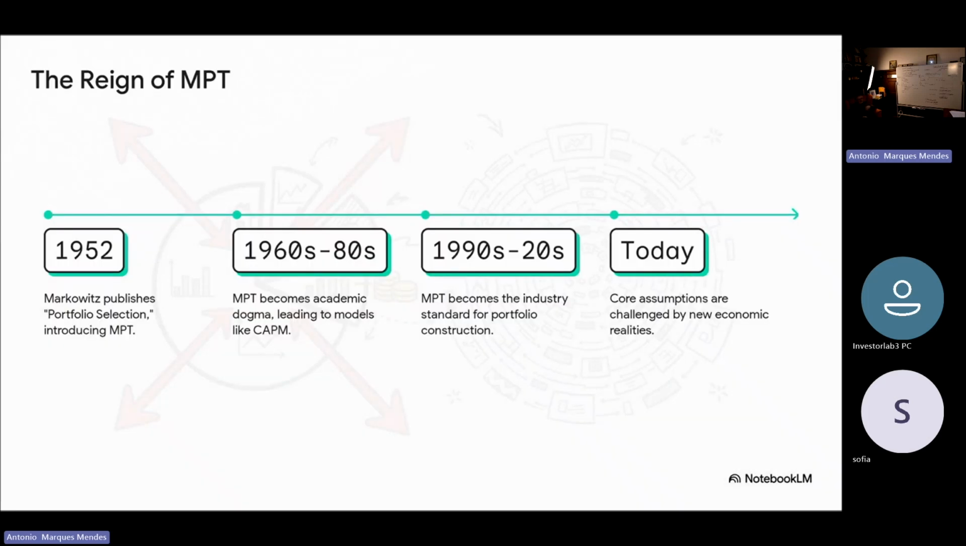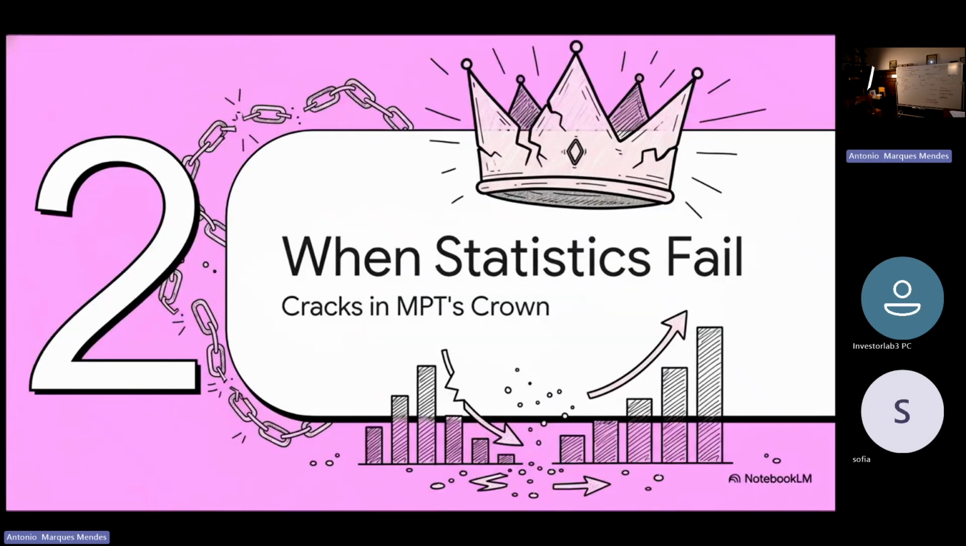And boy, did MPT take over. It didn't just make a splash, it became the entire ocean. From its publication in 1952, it went on to become academic dogma, and then, inevitably, the industry standard for pretty much everyone. For more than 70 years, it's been the undisputed king of how we build portfolios. But as you can see, today the ground is starting to shake. But even a king's crown can have some cracks in it.